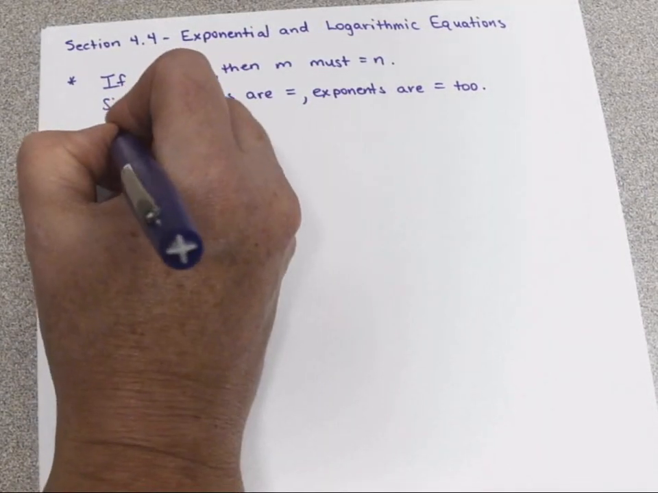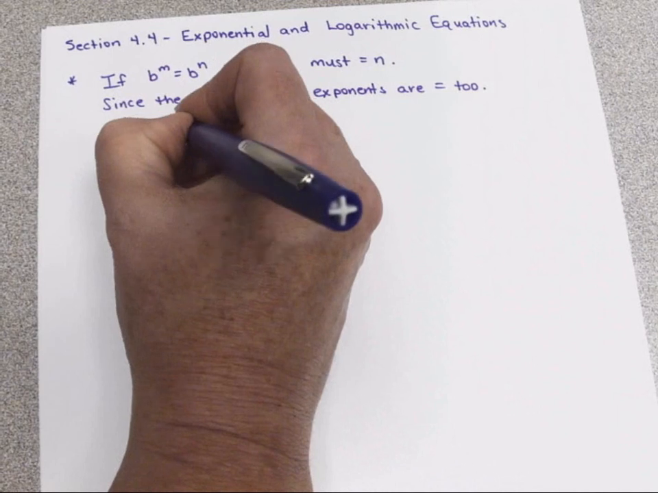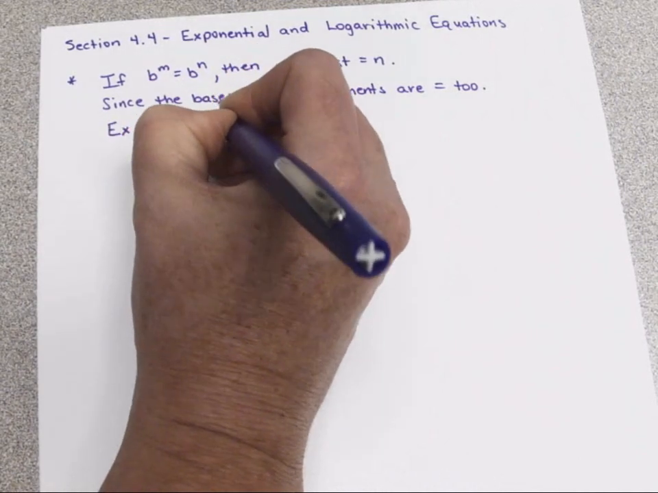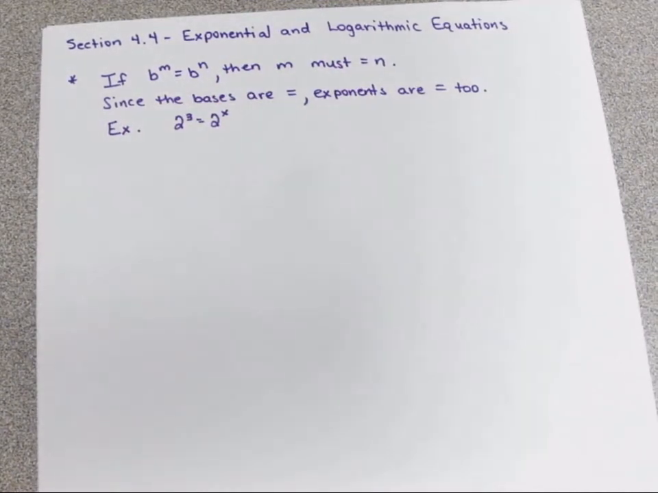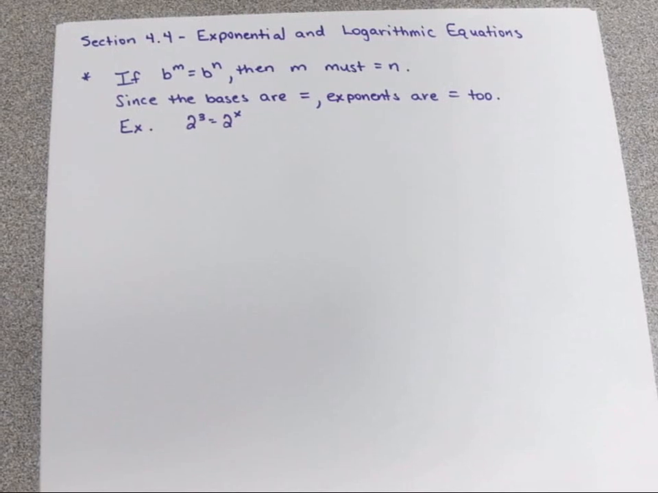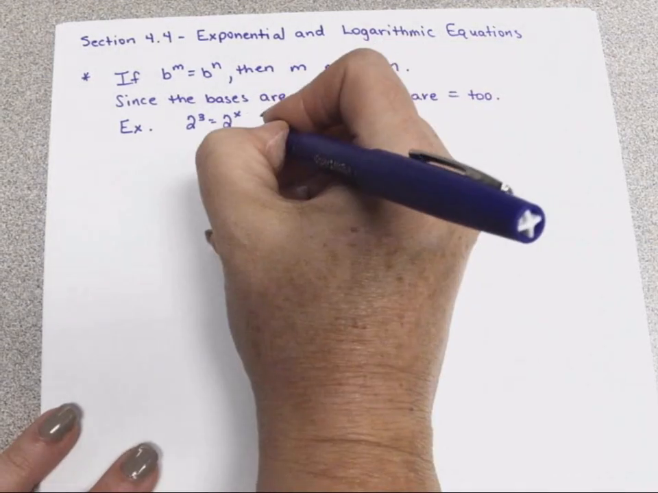Okay, so let me just give you a real basic example of why this works. If I told you that 2 to the third power was the same as 2 to the x power, what's the only way for the left and the right side to be equal? What would x have to be? 3. Yeah, x would have to be 3, right? That's the only option. So, in other words, since the bases are equal, then the exponents must be also.